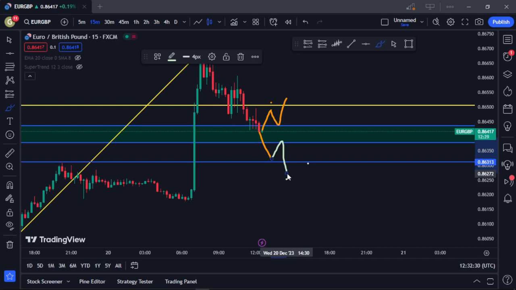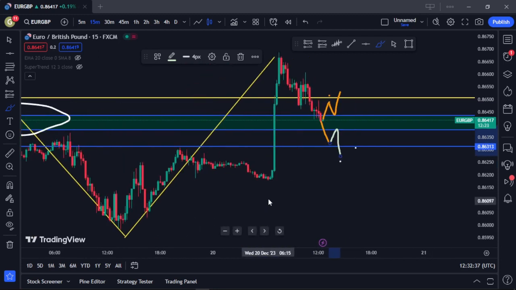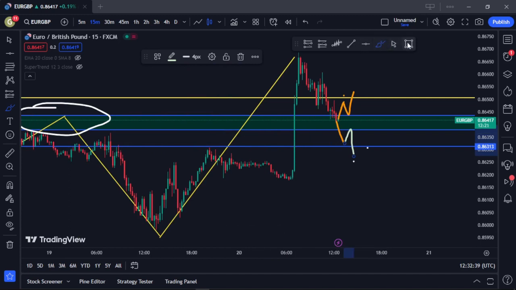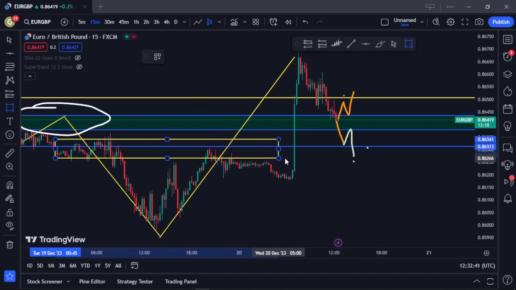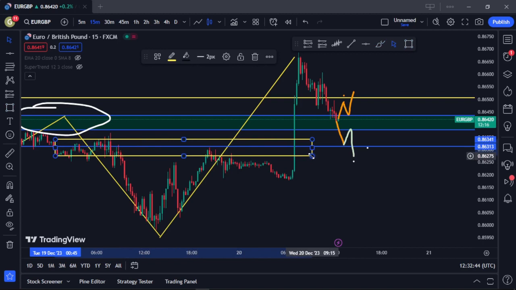But in a case whereby it doesn't create any of this structure, I wouldn't advise you follow the trend either. Take a look at this area here. Let me draw the area I'm showing you. The market created a minor resistance on this area. Look at what it did.